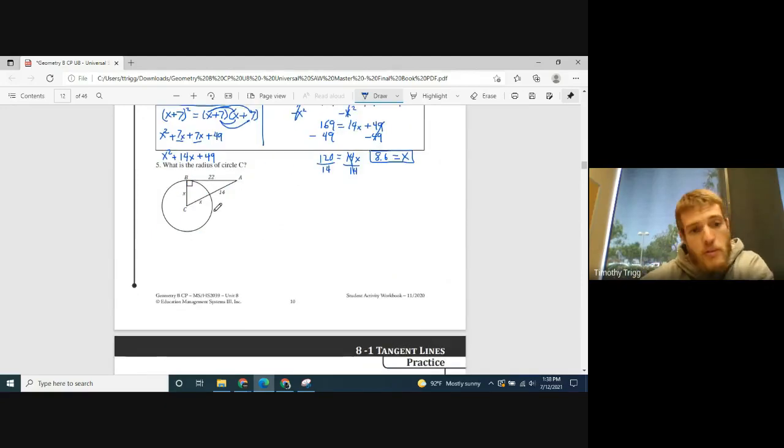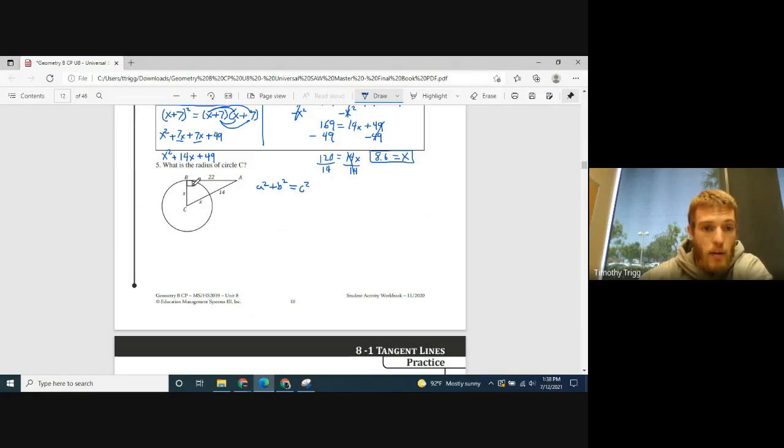Now, I'm going to help you set up question 5, but I'm going to expect you to do most of the work on your own. So I'll help you with the setup. We have this right triangle, and we want to set up the Pythagorean theorem, a squared plus b squared equals c squared. So think, which side length would be the c? In other words, the hypotenuse.